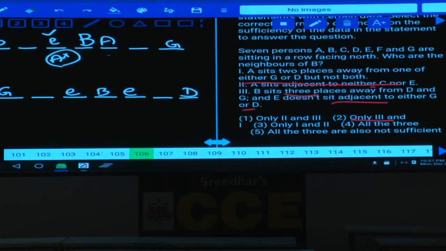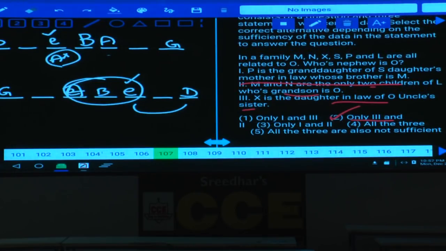Take E here. Suppose we take E here, then A is not 2 places away from D on the left. Otherwise, where should it be? It should be here. In either of these 2 cases, what is the answer here? A and E are the immediate neighbors of B. Are you getting the answer or not? By combining which 2 statements are you getting the answer here? Only 3 and 1, choice 2 is the answer. Done with this? This is about question number 106. Then 107.